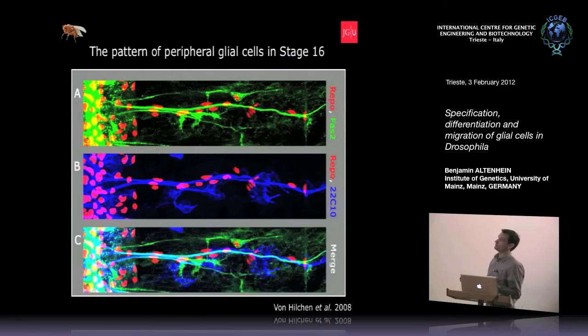So we looked at the pattern of peripheral glia as the model to investigate this. In each abdominal hemisegment, we have 12 peripheral glia cells that align along these peripheral nerves, either motor neurons or sensory neurons. Motor neurons are labeled with FAS2, sensory neurons with 22C10. And the glia cells align.